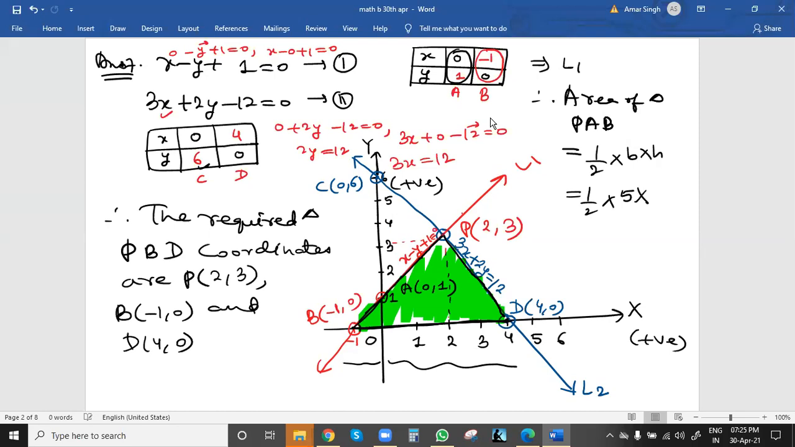Into height. Height will be this much distance, the maximum height. This is the height of point P, so this is the y coordinate. Height is given by the y coordinate, 3. So this will be 15 by 2, that is equal to 7.5. Area is measured in square units, meter square, centimeter square. We can write 7.5 square units will be the value of area.